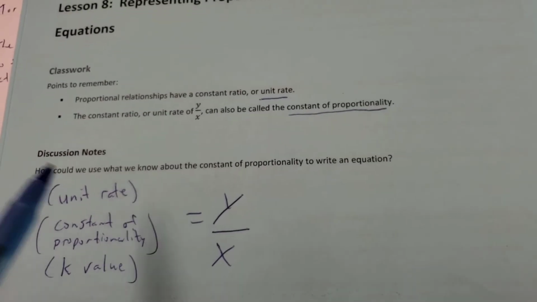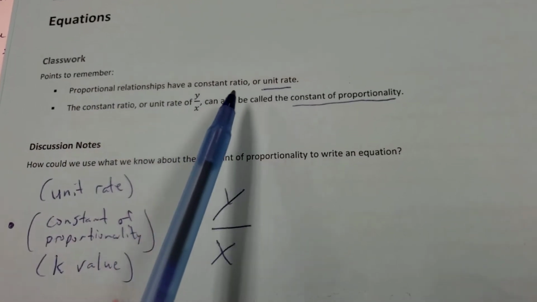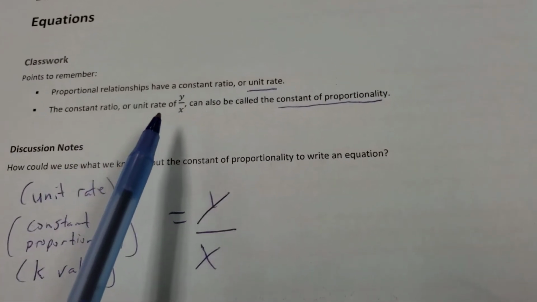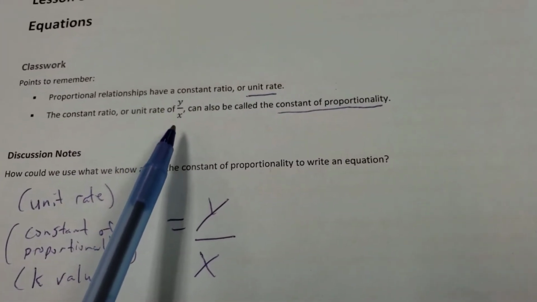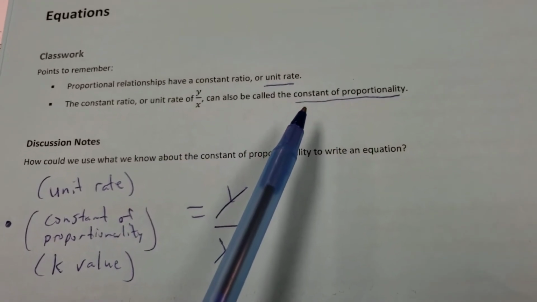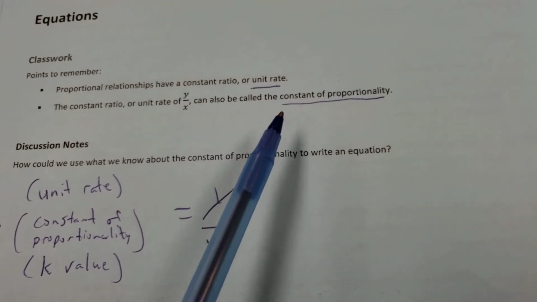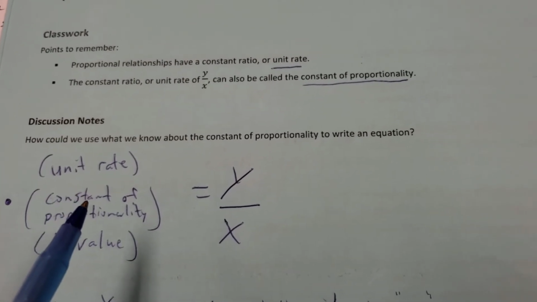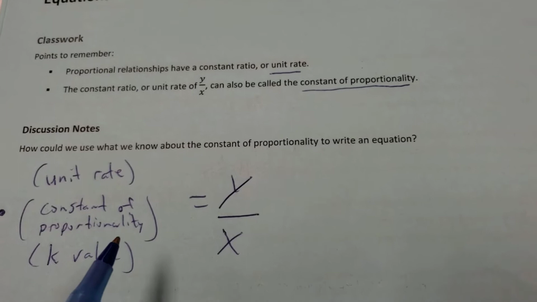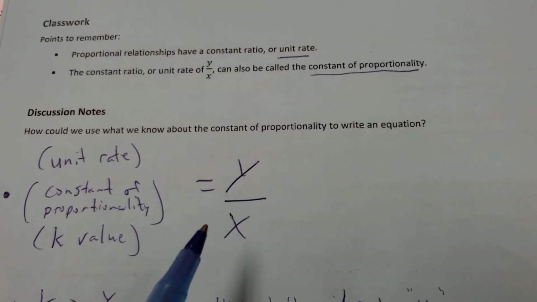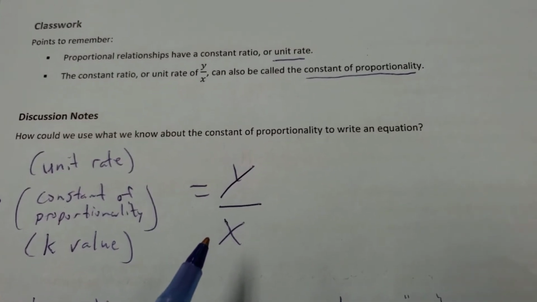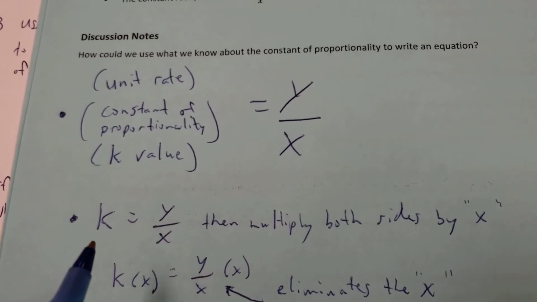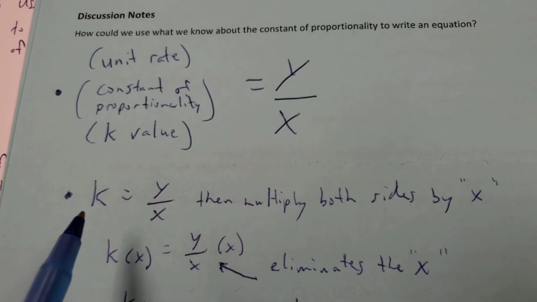All right, now remember, proportional relationships do have that constant ratio, or what we call a unit rate. And that constant ratio or unit rate, which we keep getting by y values divided by x values, can also be called the constant of proportionality. All right? So there's a few different names that we'll be using. Unit rate, constant of proportionality, our k value. They're all the same thing. We all get them by taking a y value divided by an x value. All right? And what we're going to do is show you how we get this equation built from this today.